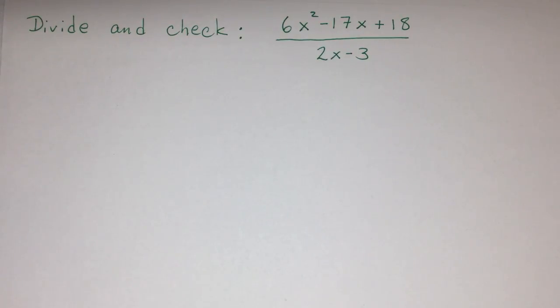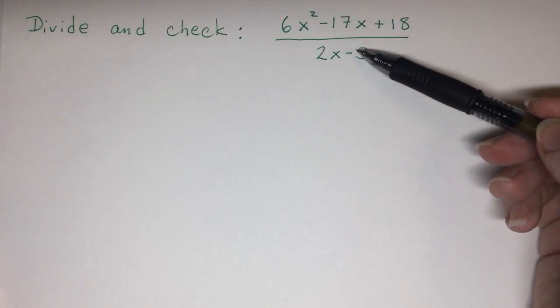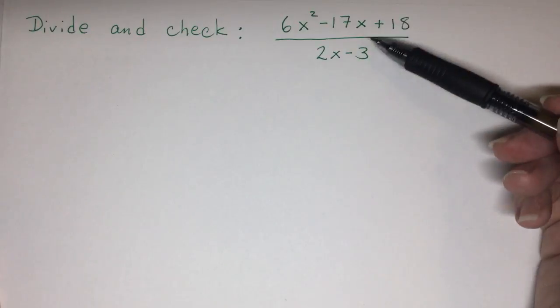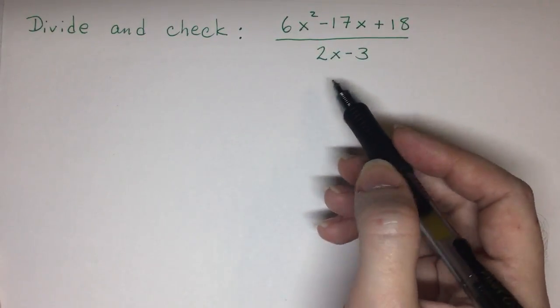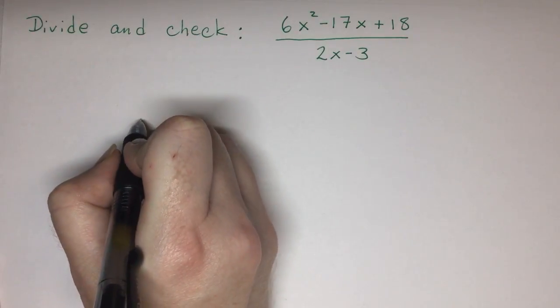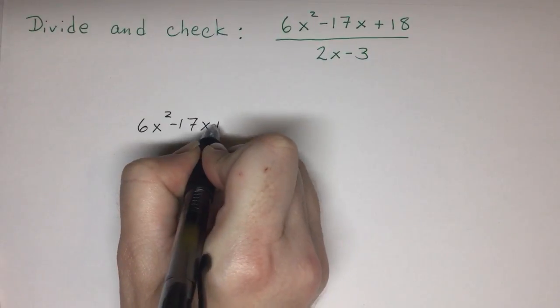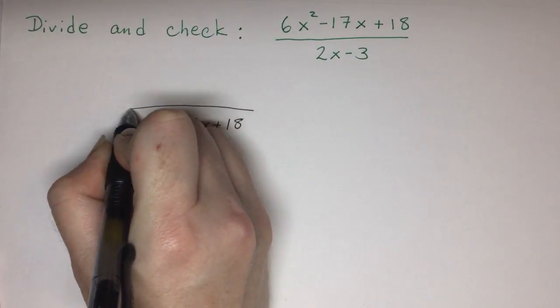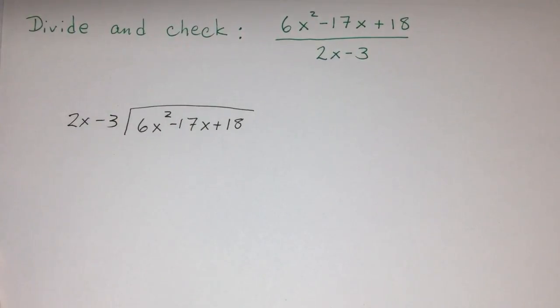Polynomial division. Here we're trying to divide a quadratic by a linear expression. So what I'm going to do here is use long division. My dividend is 6x squared minus 17x plus 18. My divisor is 2x minus 3.